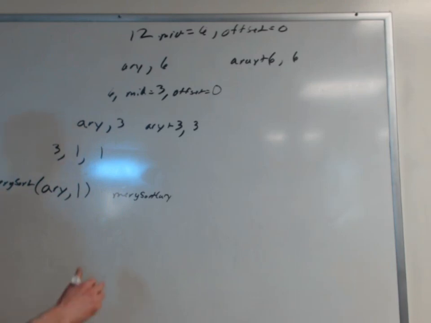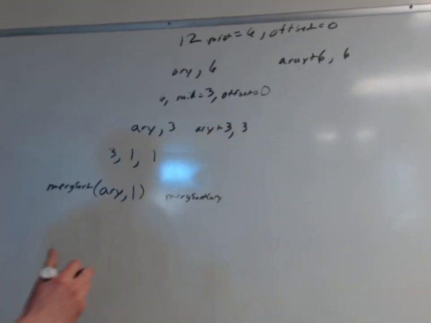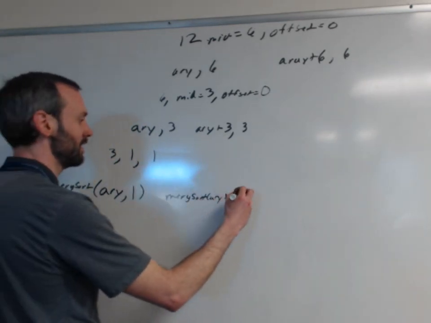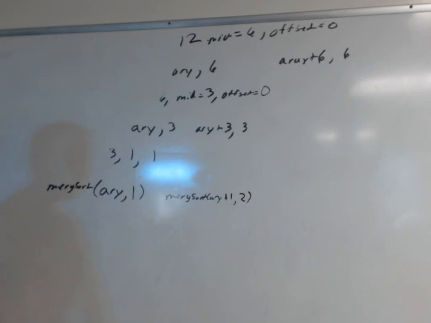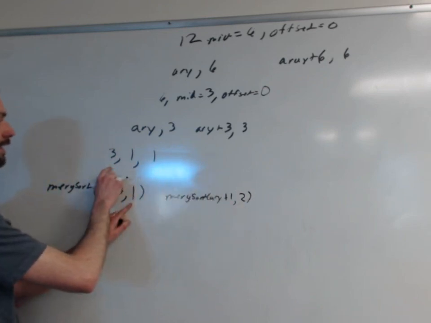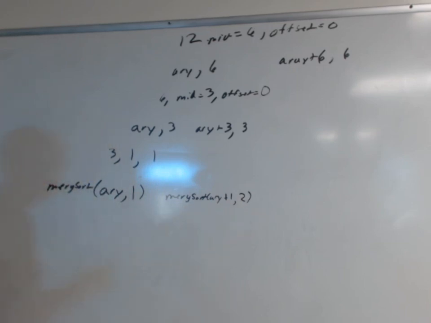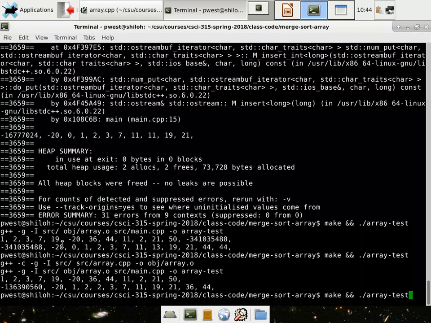Hold on, let me help you out, Damon. Not a problem. Plus 1, and then it's going to be mid plus offset, so 2. Is that what we want though? I mean, that is what we want, because we want these two to add up to 3. But we had to switch which side is going to get the extra element. Okay. All right, let's see if that worked out.